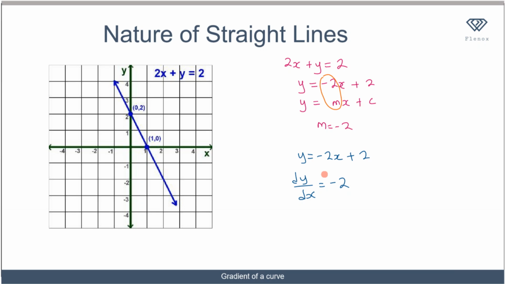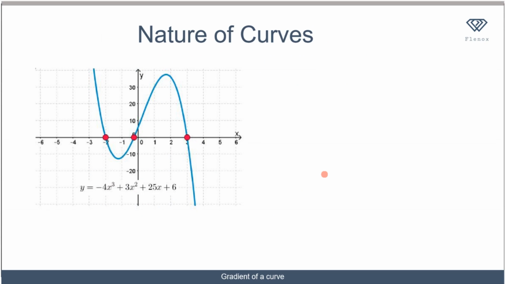Now let's extend this idea to a cubic curve. So now we have this curve over here, as you can see, and we're told that the equation of the curve is y = -4x^3 + 3x^2 + 25x + 6. Now we want to find the gradient of this curve. So how do we go about this? As I've explained, all we need to do is differentiate the equation of this curve. And by differentiating, I mean we should find dy/dx.